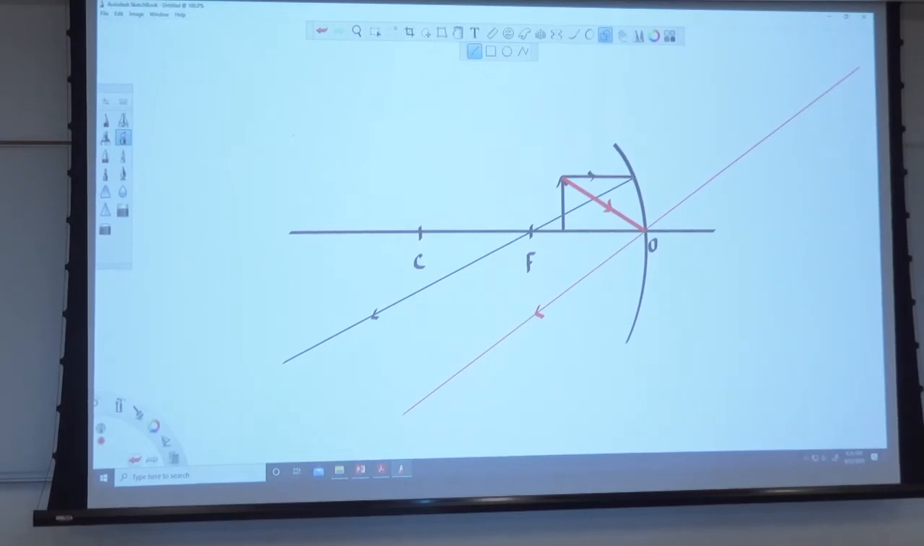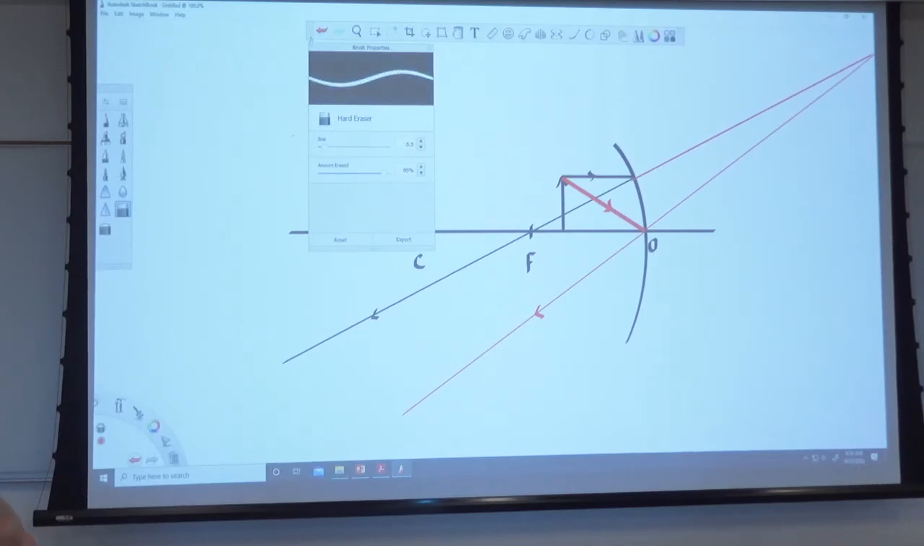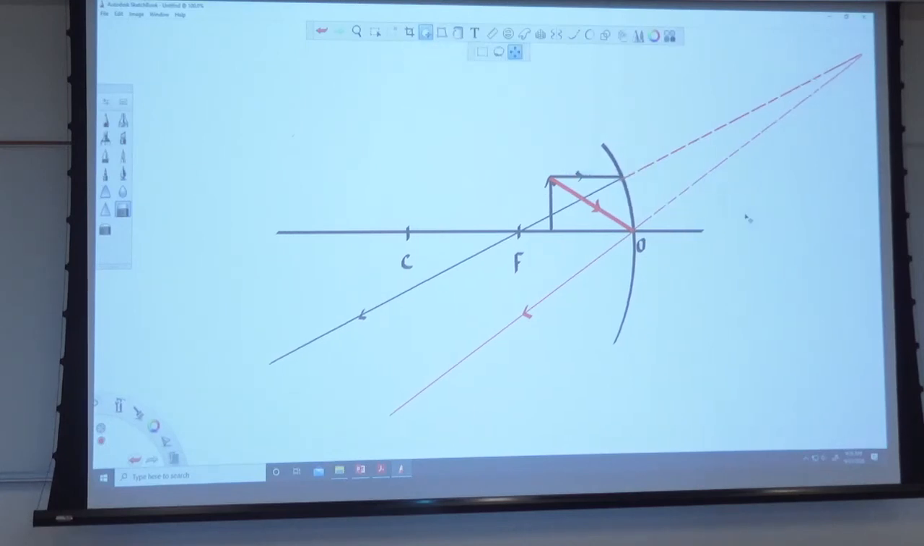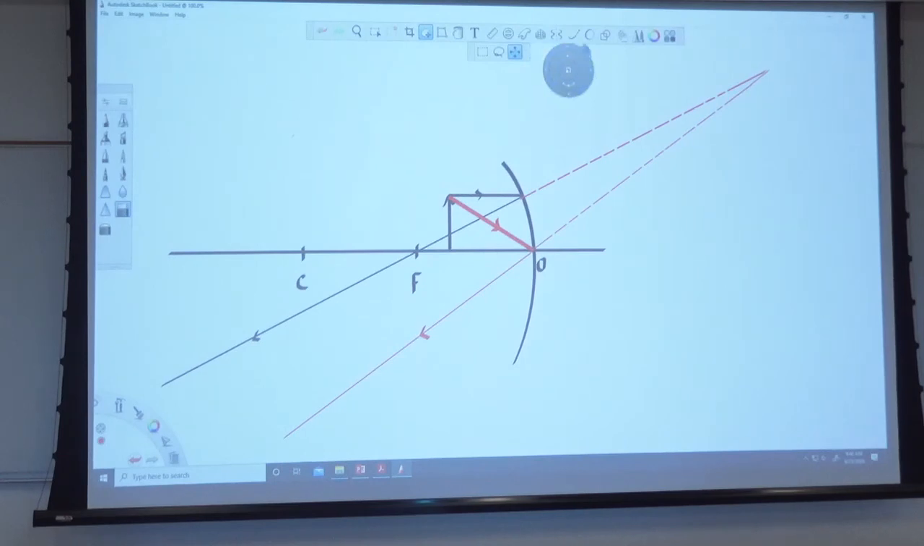Also backwards. So I need to draw a dash line for that. These are not real rays. They are just the rays that are produced backward. And they meet somewhere here. Okay, so they meet somewhere here. That means that would be the point where the image is formed.